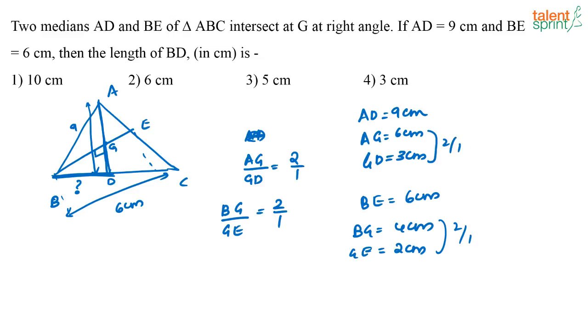Okay. So now I know what is BG. See, I know BG is 4 centimeter and GD is 3 centimeter. So what is BD? Here again it's a right angle triangle. See, triangle BGD is a right angle triangle, so BD is root of 4 squared plus 3 squared, which is equal to 5. That is the value of BD. That is option 3, 5 centimeter. So you have to remember here that the centroid will divide the median in the ratio 2:1.